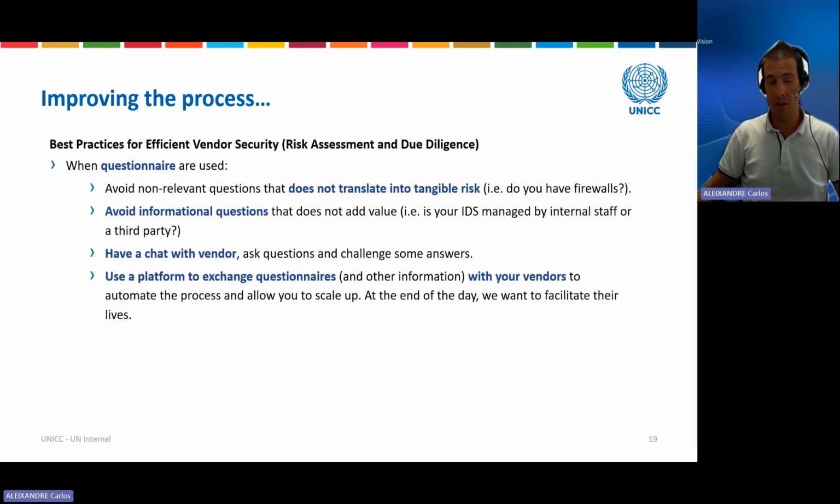I think this is quite important, because otherwise working with Excel files, emails, and all that at the end becomes unmanageable. And if you have hundreds of suppliers, then it's very difficult to keep track. So having a platform that allows you to exchange questionnaires, additional information, and all that, I think it's a very good practice. Again, this will go with the maturity of each organization and the number of suppliers or vendors that you may have.